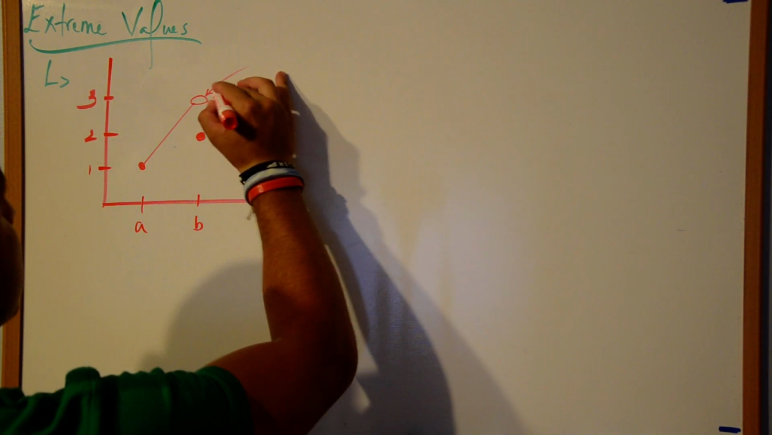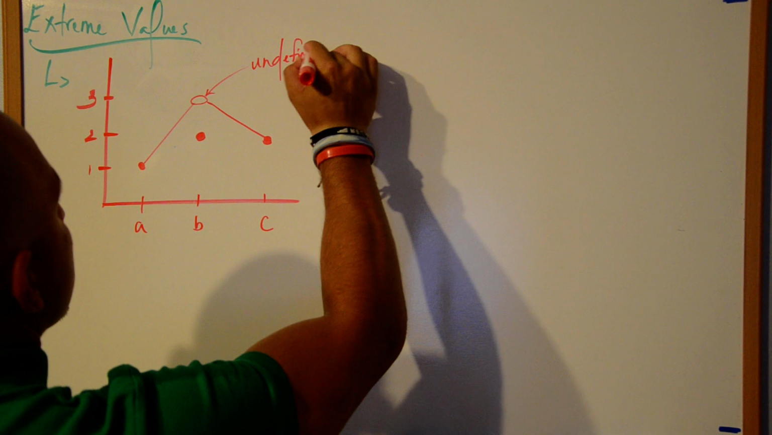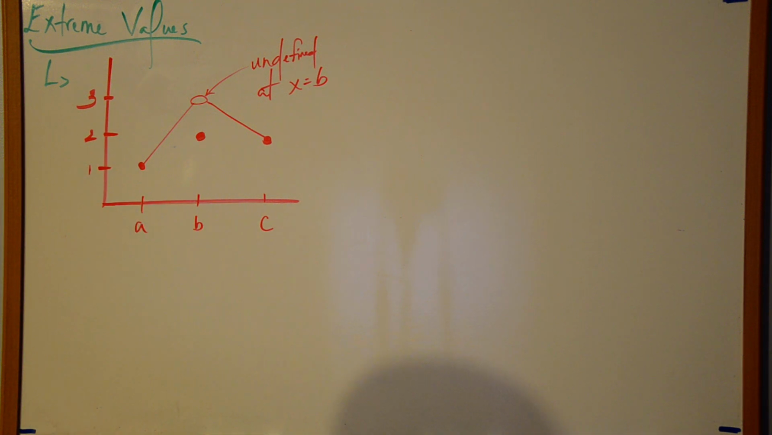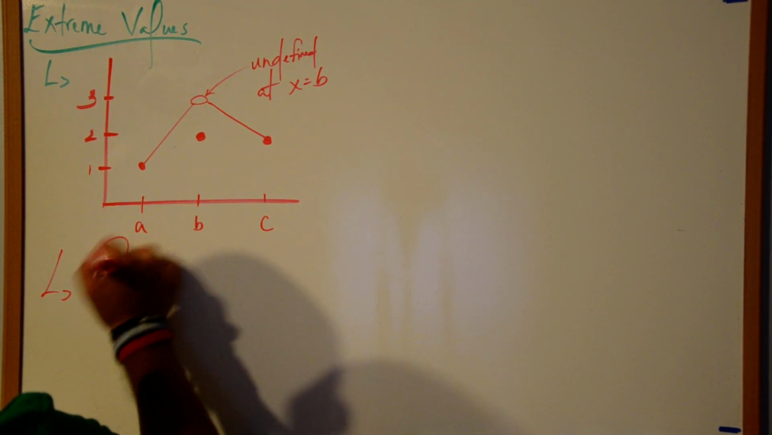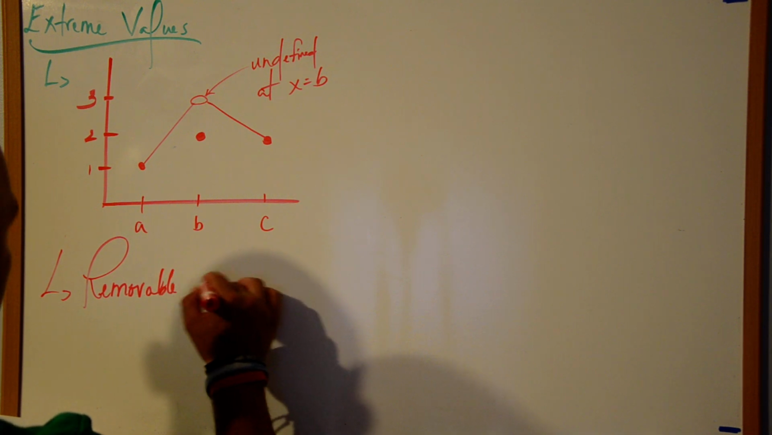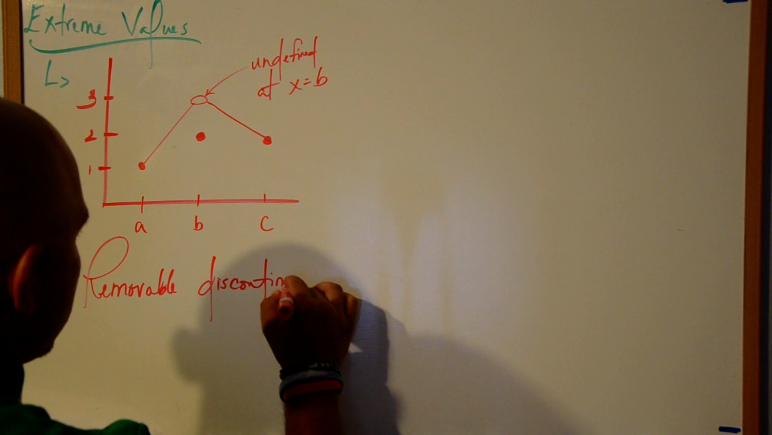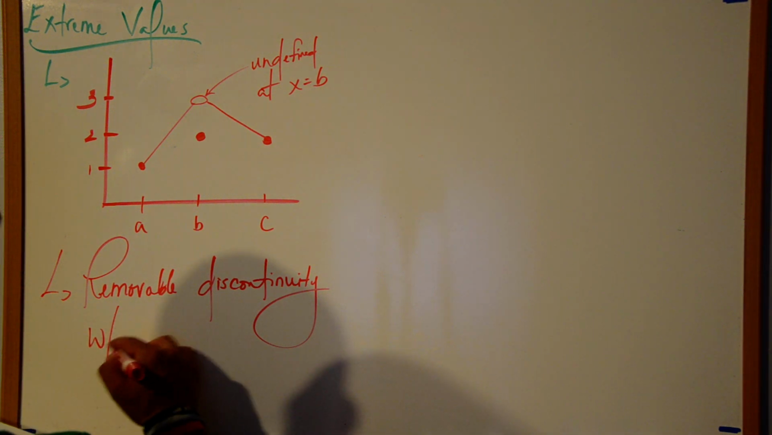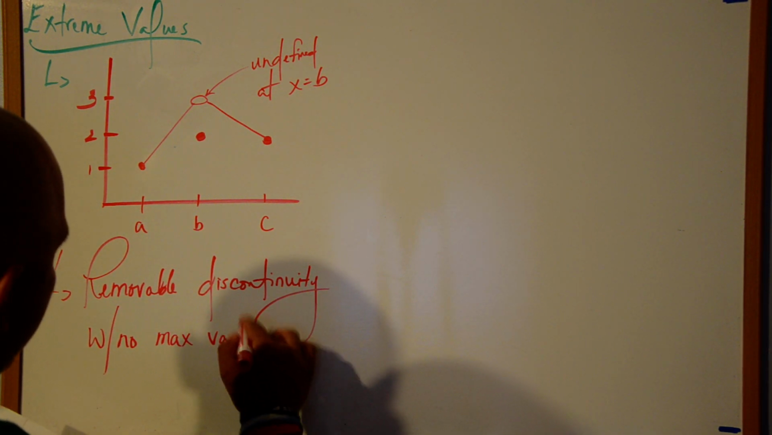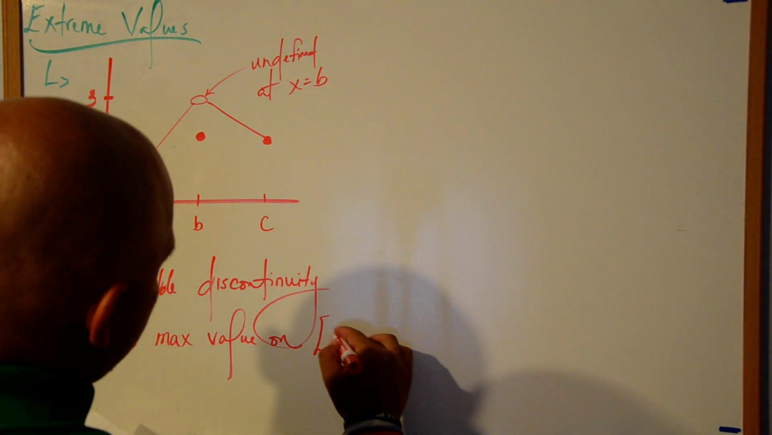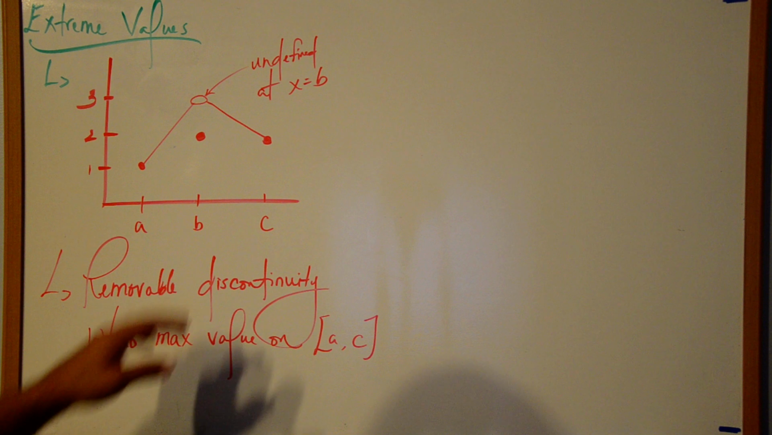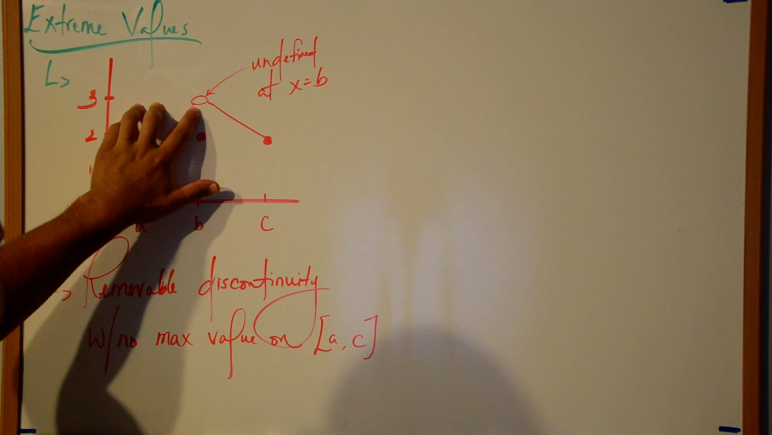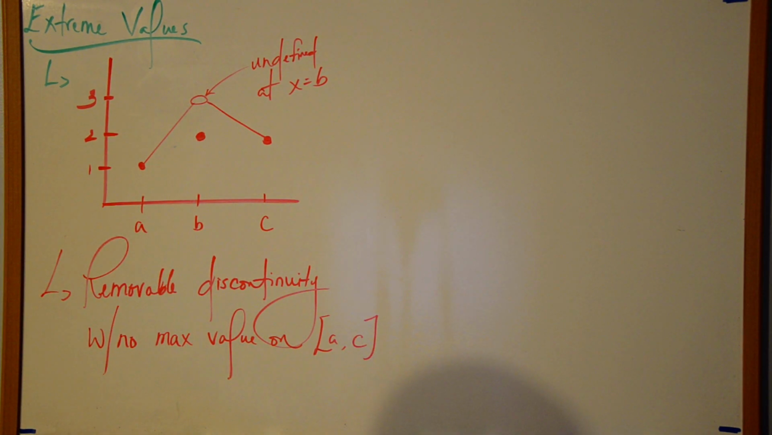So we can clearly see that this function is undefined at x equals b, which is roughly 3. So we would describe this with a removable discontinuity with no max value on a to c. It becomes theoretically impossible, right? Because we can seemingly get infinitely closer to this hole without ever touching it. So there becomes no max value.